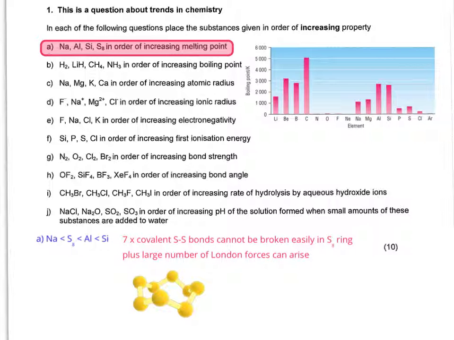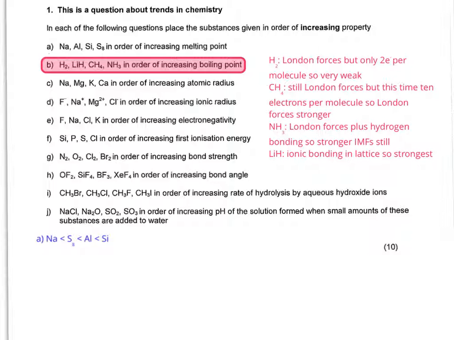So 7 covalent sulfur-sulfur bonds can't be broken easily in the S8 ring. Plus you have a large number of London forces that can possibly arise if you look at the diagram. So therefore, that means that sulfur sits between sodium and aluminium in this case.